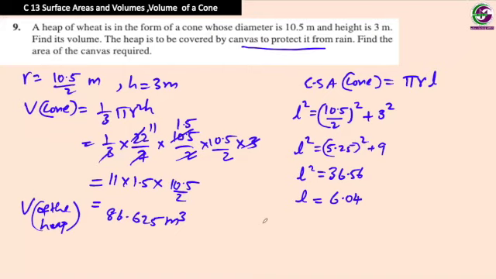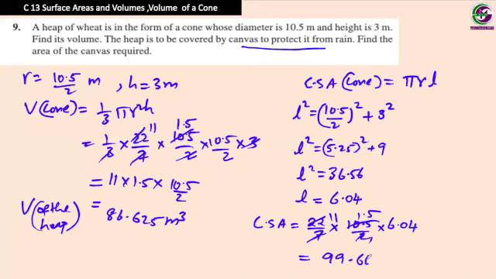Now finding the curved surface area, 22 by 7 multiplied by 10.5 divided by 2 is the radius, 6.04 is the slant height. And we can simplify. So which will be equal to 99.66 meter square.